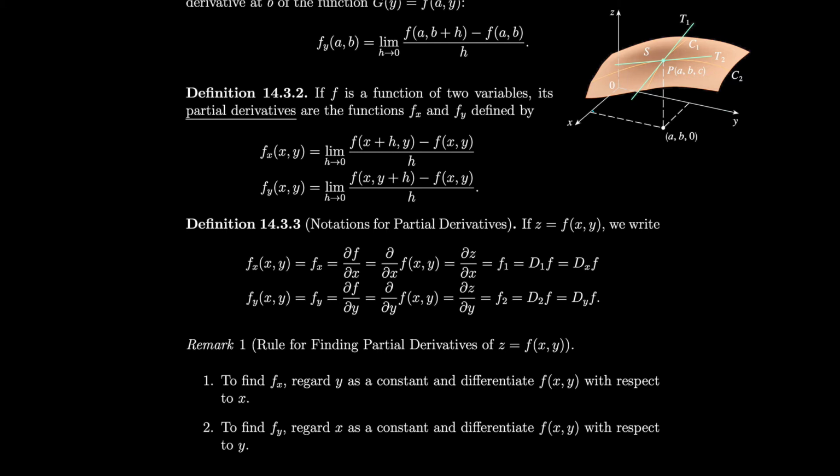So to find the partial derivative with respect to x in general, we'll probably not use this limit very often. Instead, we'll just pretend y is a constant, and we'll just differentiate with respect to x, assuming that y is just some constant. We'll just pretend it's like 2 or something. And then we'll do the same thing to find the partial derivative with respect to y. We'll regard x as a constant and differentiate as normal.